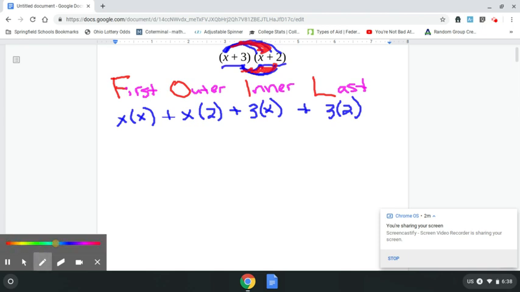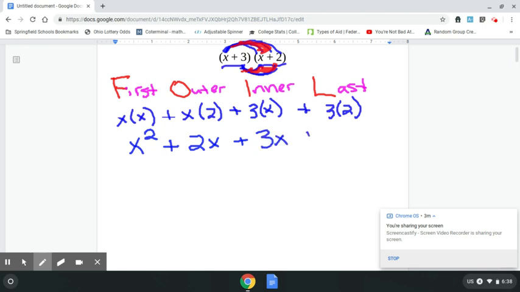So now back to the problem where we clean this up. X times x, I know, is x squared. When I multiply 2 common terms, I add the exponents. Plus 2 times x is 2x. Plus 3 times x is 3x. Plus 3 times 2, which is 6. I can see that my middle 2 terms are like terms, so I combine those.